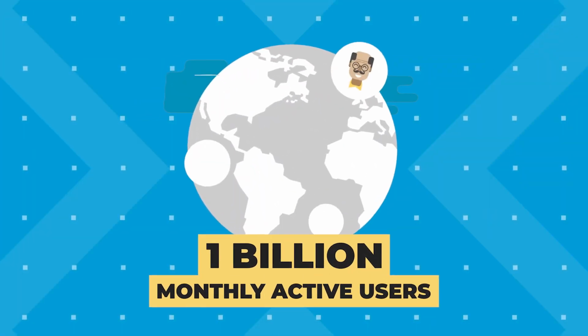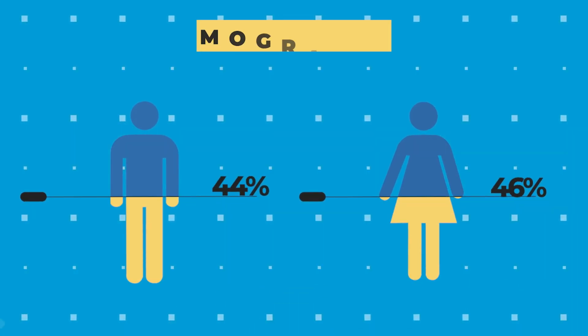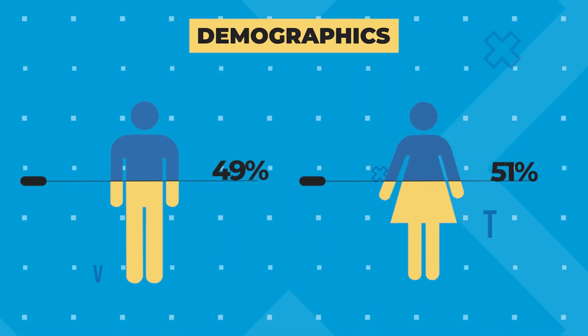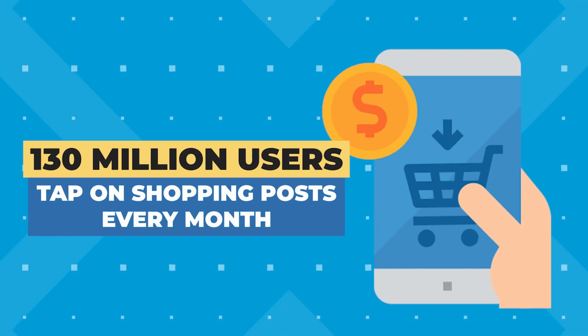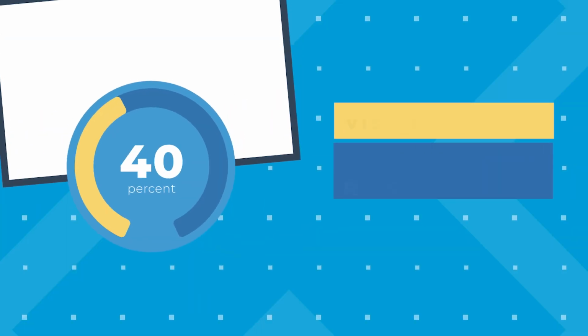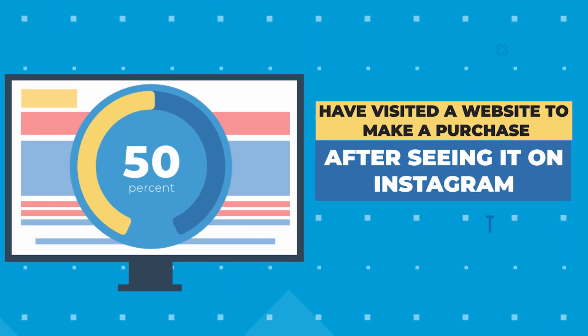1 billion people use Instagram every month. 51% of users are female and 49% are male, so your audience is there. 130 million users tap on shopping posts every month, which is great if you sell anything online. And 50% of people have visited a website to make a purchase after they saw the item in an ad. Also, it's a great time to get on Instagram because Instagram is working on a ton of features to help small businesses. Something that I'm really looking forward to is Instagram bringing live shopping video to the platform.